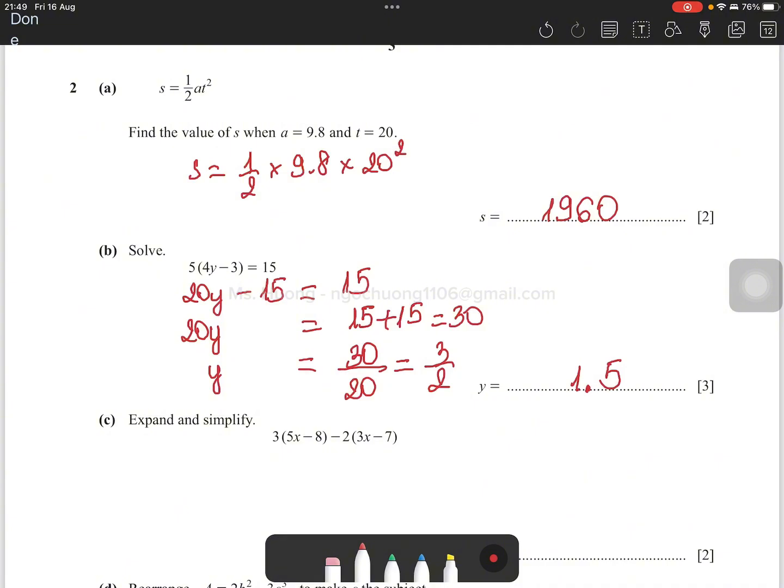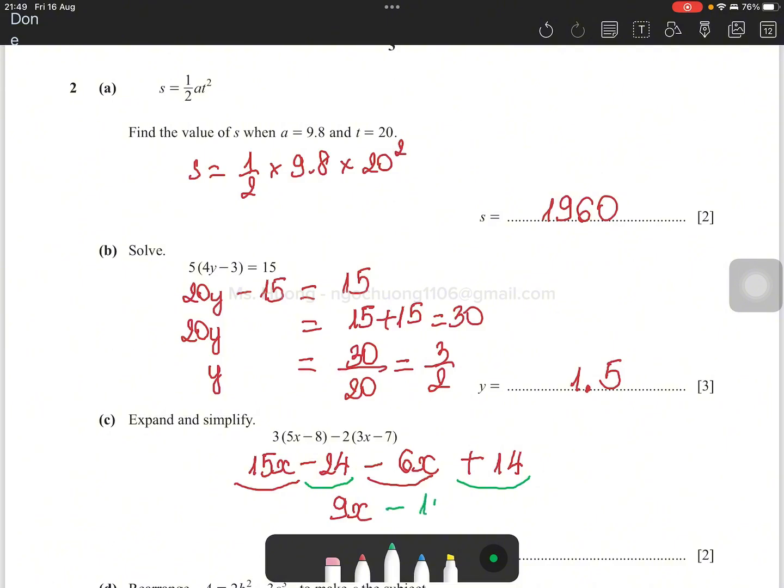C. Expand and simplify. 3 times 5 is 15x. 3 times -8 is -24. -2 times 3x is -6x. -2 times -7 is +14. 15x minus 6x is 9x. And -24 plus 14 is -10. So the final answer is 9x minus 10.